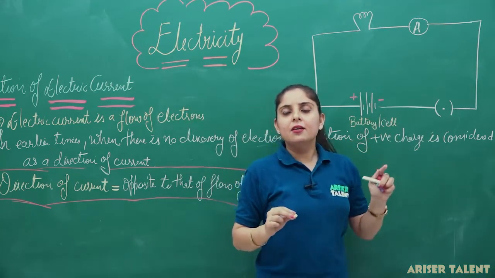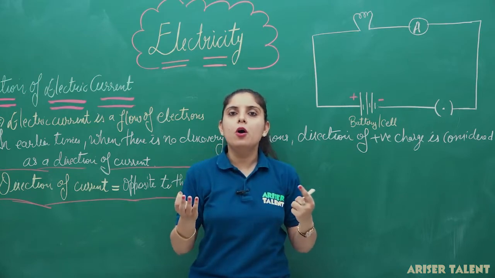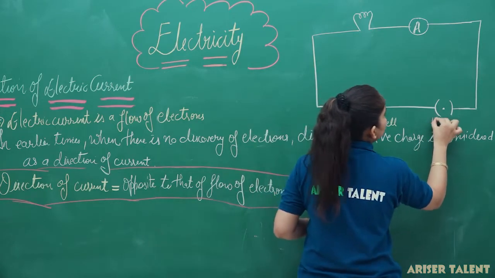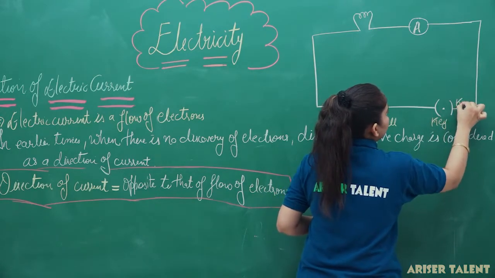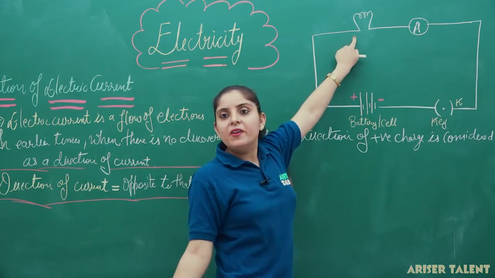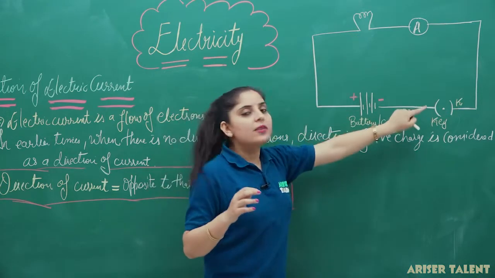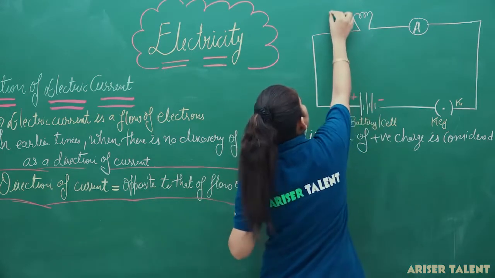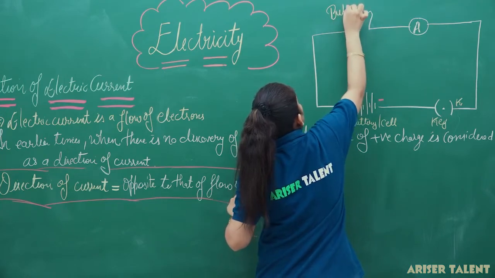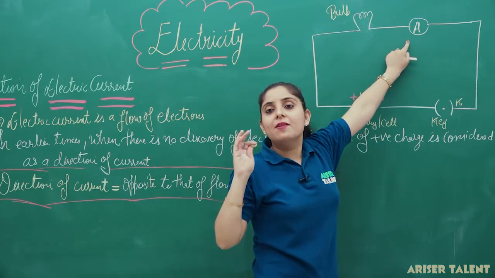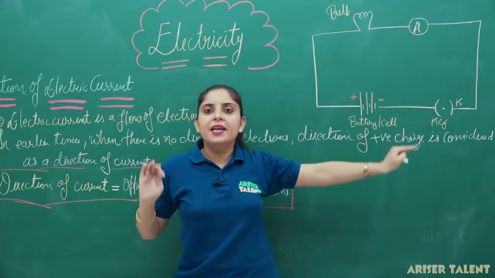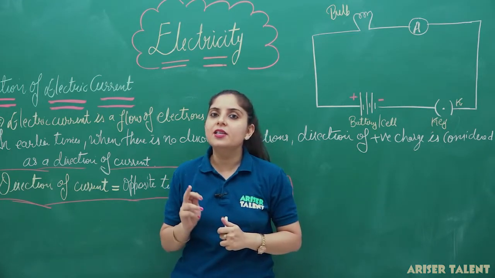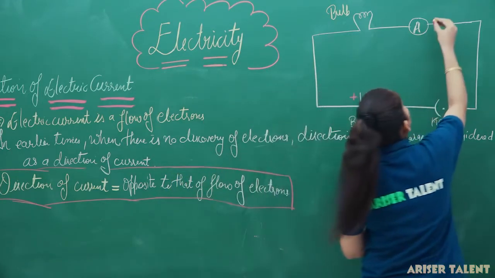This is a key. When the key is pressed, the circuit will be on, and when the key is put off, the circuit will be open. Now, this is the bulb we have attached. When we switch on the key, the bulb will start glowing. When we switch off the key, the bulb will not glow. And this A is our ammeter. An ammeter is basically used to measure the electric current. So the device which is used to measure the electric current is known as an ammeter.